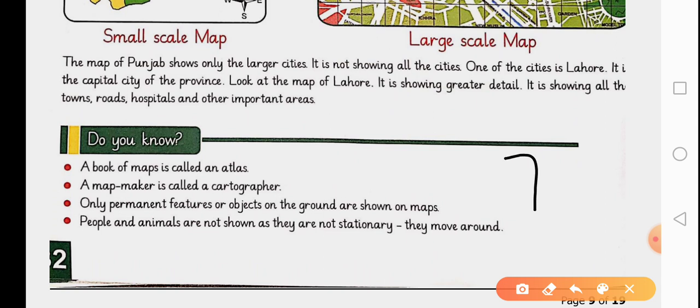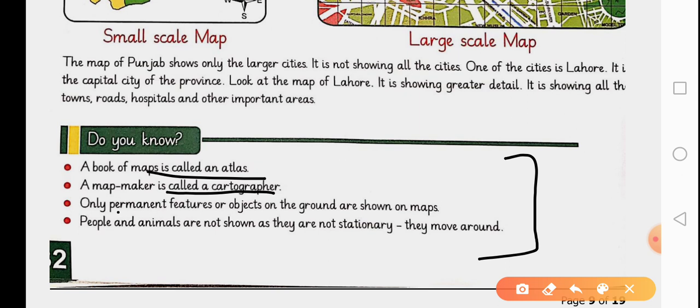It is an important part of your page. Please have a look at it. A book of maps is called an atlas. A map maker is called a cartographer. The person who makes maps is called a cartographer.